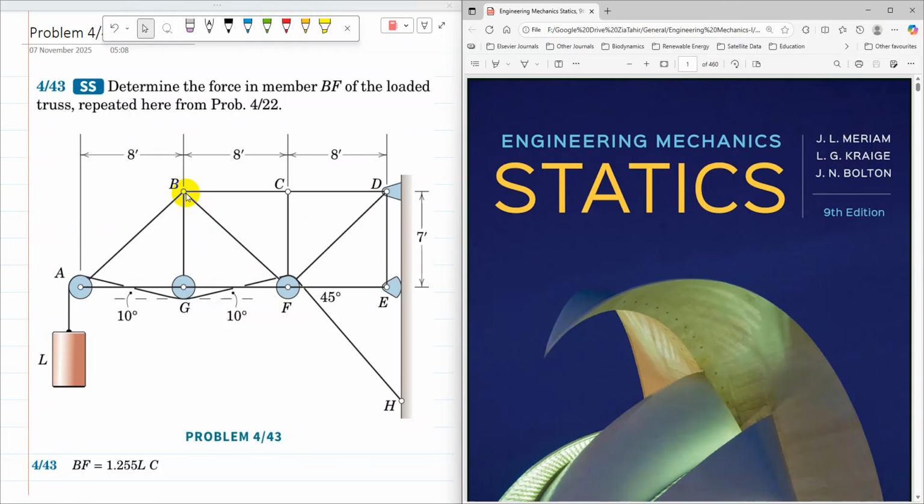Among the two methods of truss analysis, the method of joints and the method of sections, the method of sections is used here because only one member force is required.